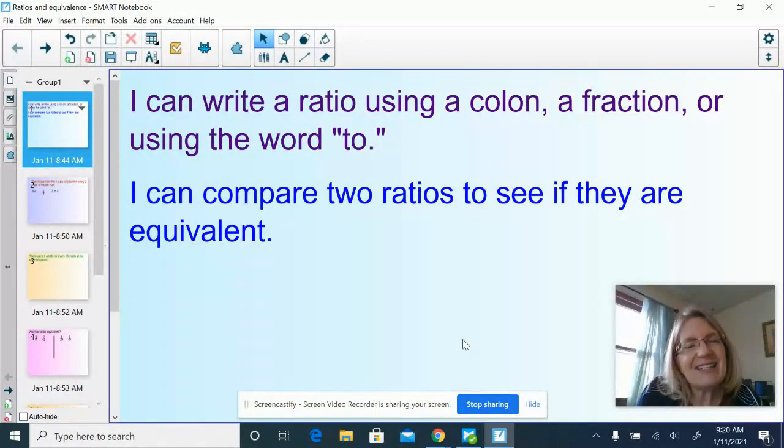And then our second concept, I know you'll do really well. Can two ratios be equivalent? Or how do I know if two ratios are equivalent? I can compare two ratios to see if they're equivalent.